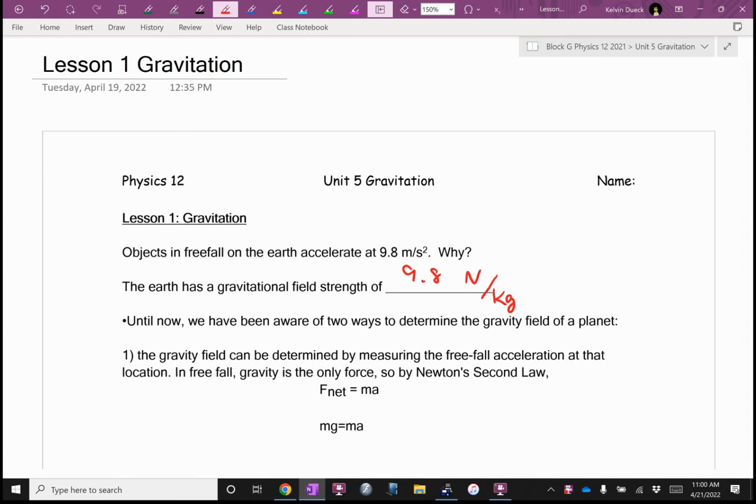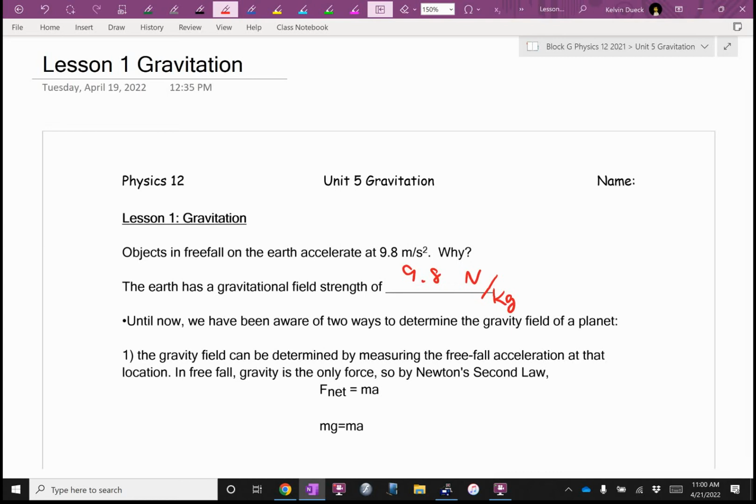What do I measure in newtons? What do I measure in kilograms? What is force divided by mass? What's F over m? It's acceleration. This is an acceleration. This is another way to write acceleration.